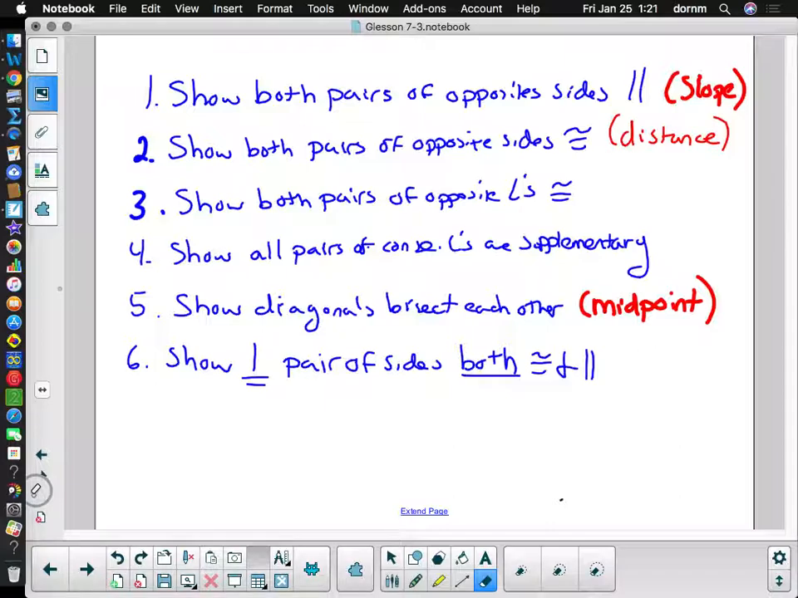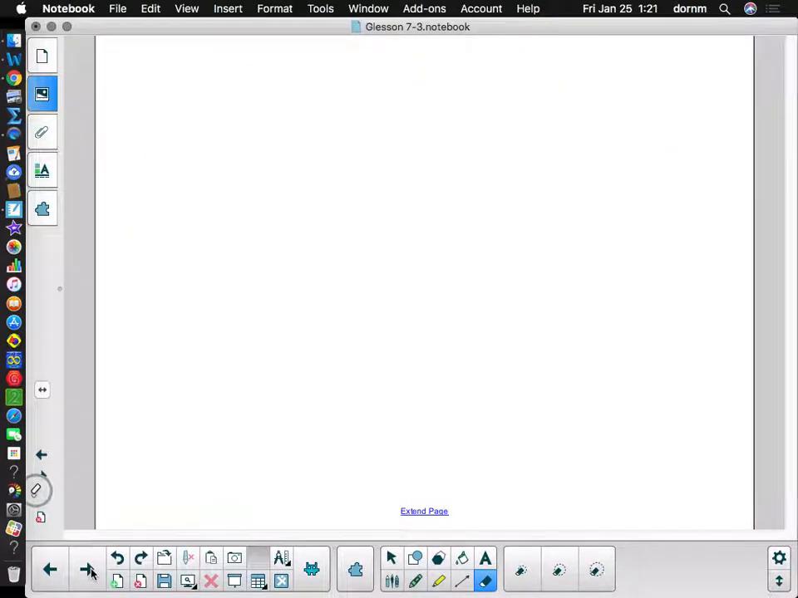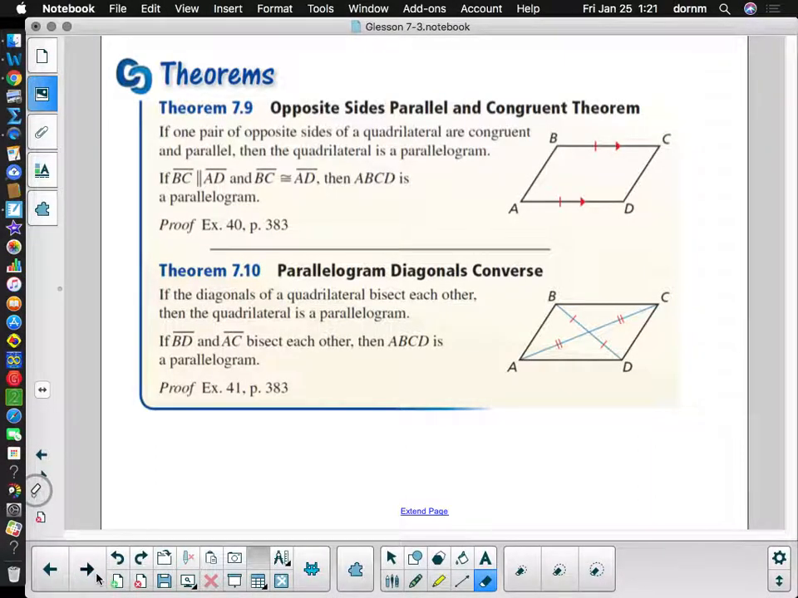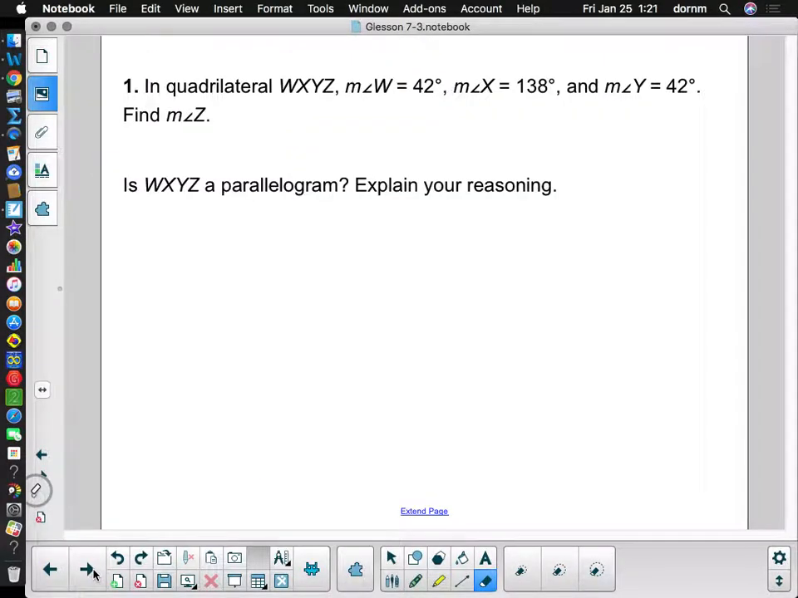Now, mechanically, for the most part of your homework, this is going to be very straightforward. It's going to look exactly like what you did yesterday. You're going to see problems, maybe. Here are, by the way, the theorems. Problems like this: quadrilateral WXYZ, W is 42, X is 138, Y is 42. Find the measure of angle Z, and is it a parallelogram? Explain how you know why.